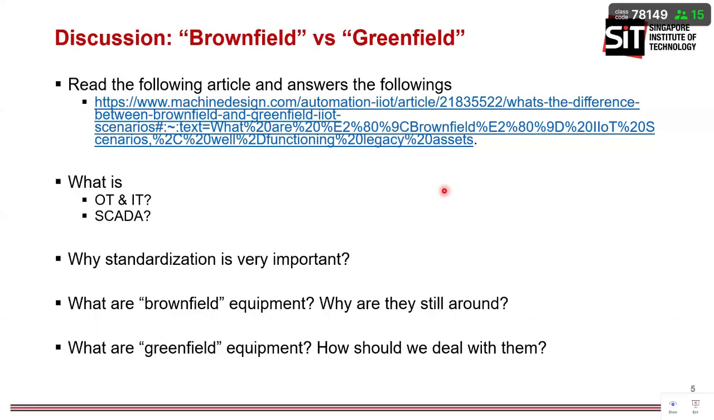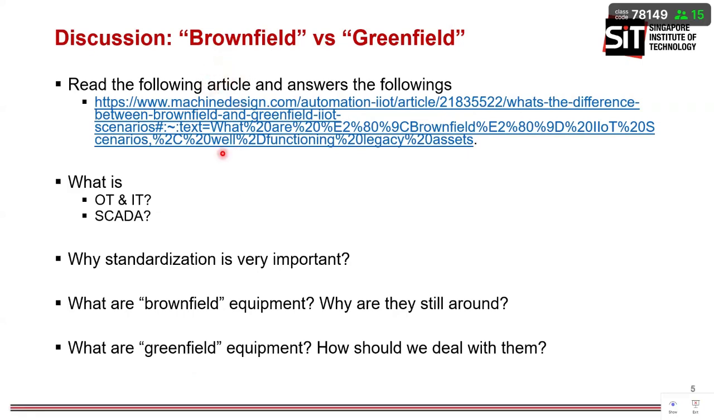I would like to have a short break over here so that you can have some time to read up on this article, and later, after the break, we will discuss these questions. And after that, we will go back to Modbus to deep dive into what Modbus is all about. Why is it important? All right, how should we understand it?